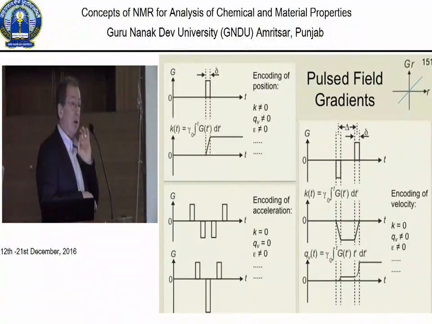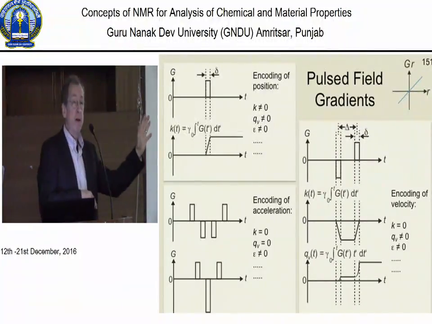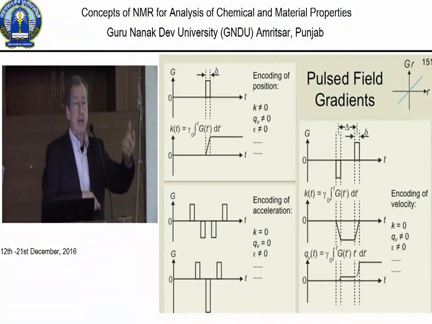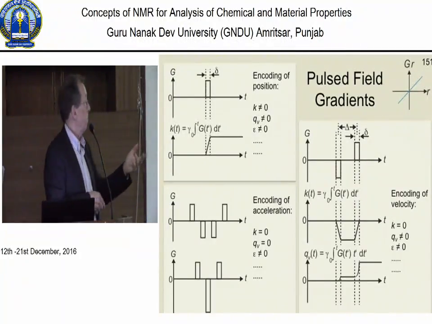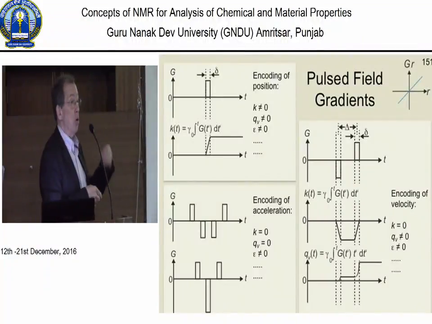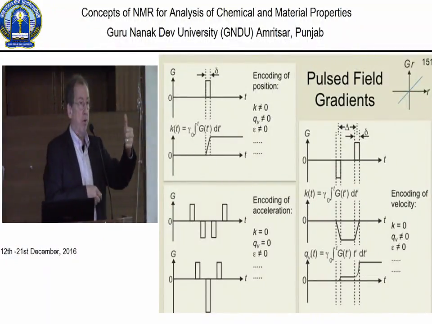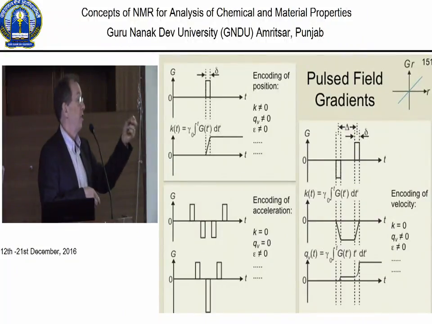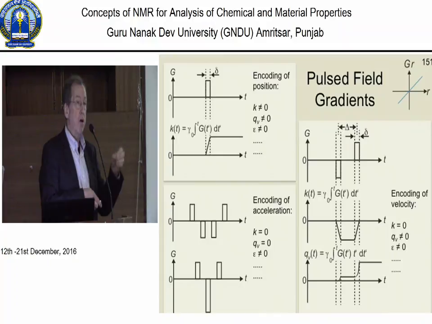So the trick is, before we have done it in spectroscopy, we have always varied time as the Fourier conjugate variable to frequency. And here we vary the gradient as the Fourier conjugate variable to either position, that would be the wave number, or we vary q, again a function of the gradient, in order to learn about velocity.